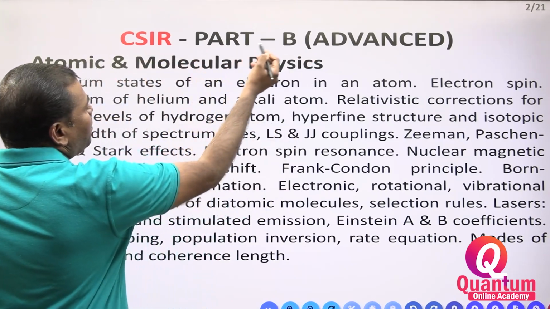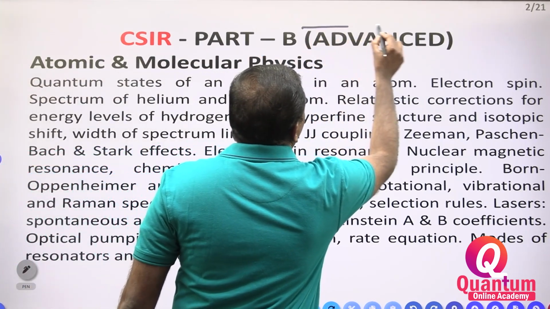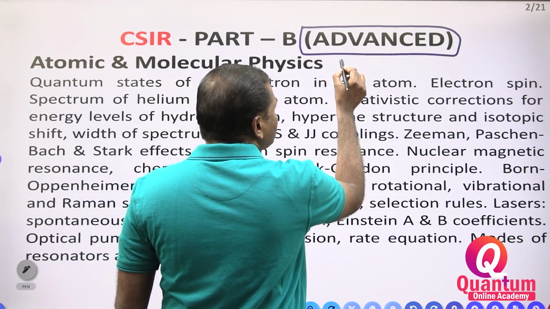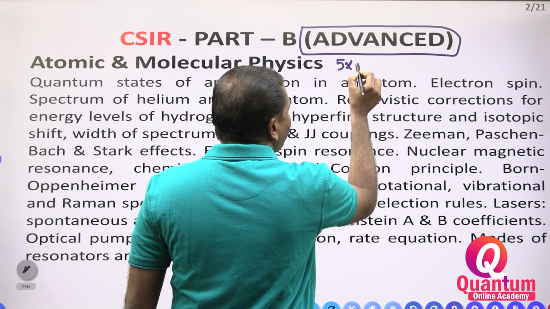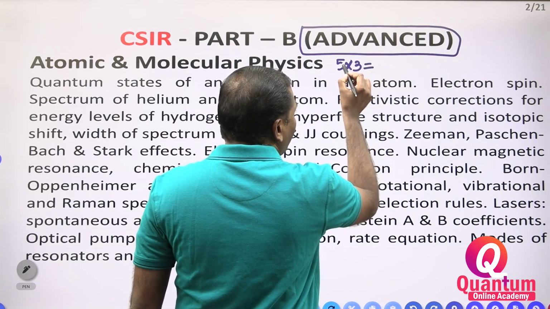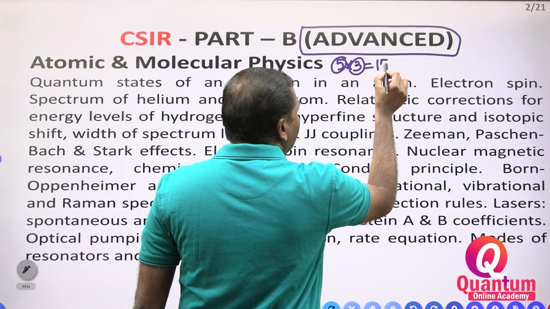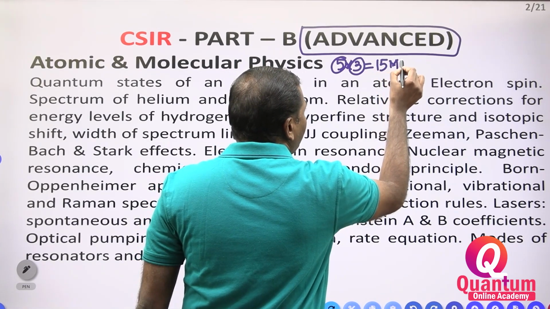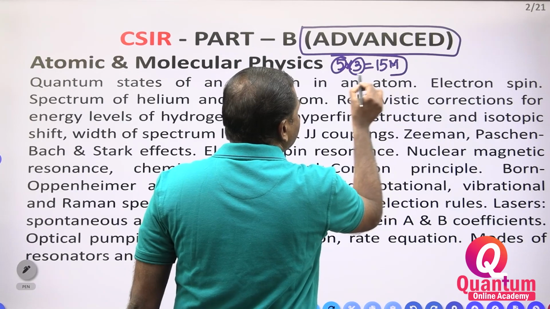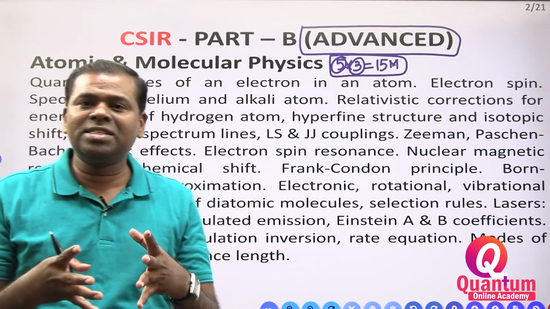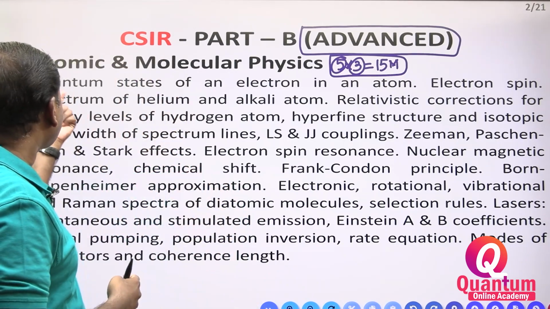Now you have to see here. In CSIR Part B, the advanced part only, how many questions will you get? Only 3 questions of 5 marks each. Total how many marks? 15 marks you will get in atomic and molecular physics. What is that syllabus? You have to see here.